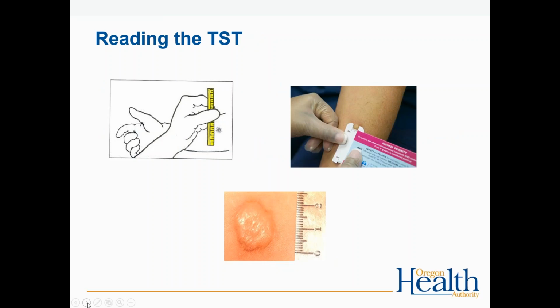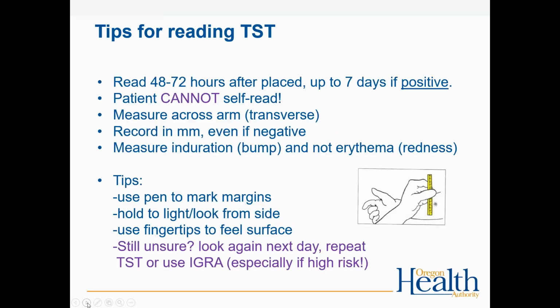Okay, now a bit about reading the TB skin test. Sure. So tips for reading the TB skin test. You want to read it 48 to 72 hours after it's placed, and you can read it up to 7 days later if it's positive. So only if it's positive 7 days later. Remember, the patient can't self-read. You can't just give them the card and say, call me if you have a bump. That's not allowable. You want to measure across the arm, transverse, and then record in millimeters, even if negative.